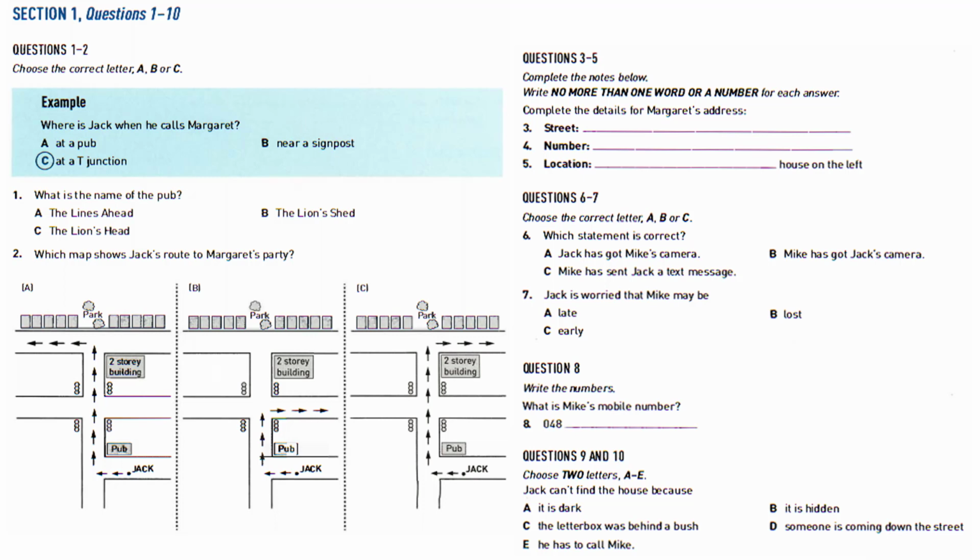Section 1. Jack is on his way to Margaret's house party. He is phoning her for directions. First, you'll have some time to look at questions 1 to 5.